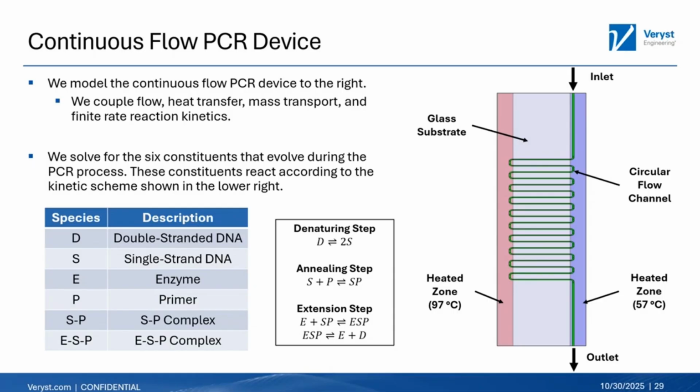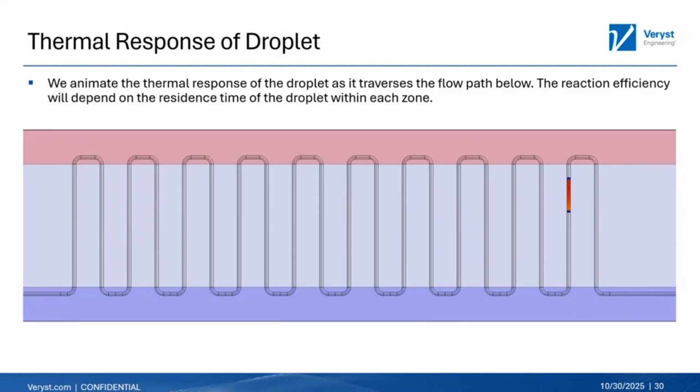Now, we track the evolution in time of the 6 species shown in the table below, which evolve according to the 4 chemical reactions that are listed in the inset. So if we look at the thermal response of the droplet, we can see as it traverses through the serpentine channel, at the bottom it becomes cold, and then at the top it heats, and all the while the reaction is proceeding based on those local temperature changes in the droplet. And so the reaction efficiency will ultimately depend on the residence time of the droplet within each temperature zone. So it has to essentially exist in the temperature zone for long enough so that the reaction can proceed in the various 4 steps that we just described.